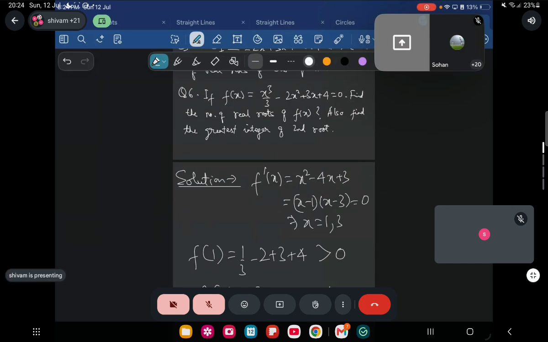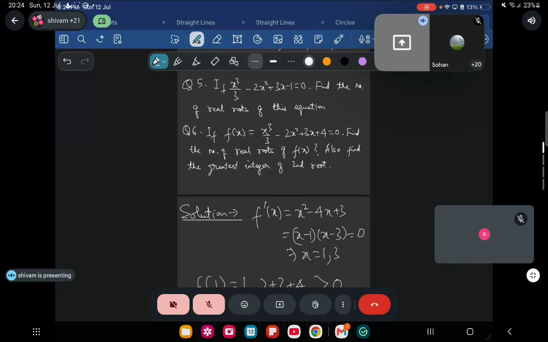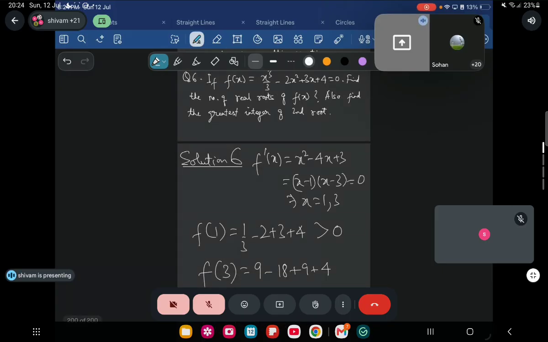So this is positive. Oh, wait a minute. I was about to solve number 5, but I solved number 6. Okay, so this is number 6. Everyone, this is also greater than 0. This implies it has only one real root.